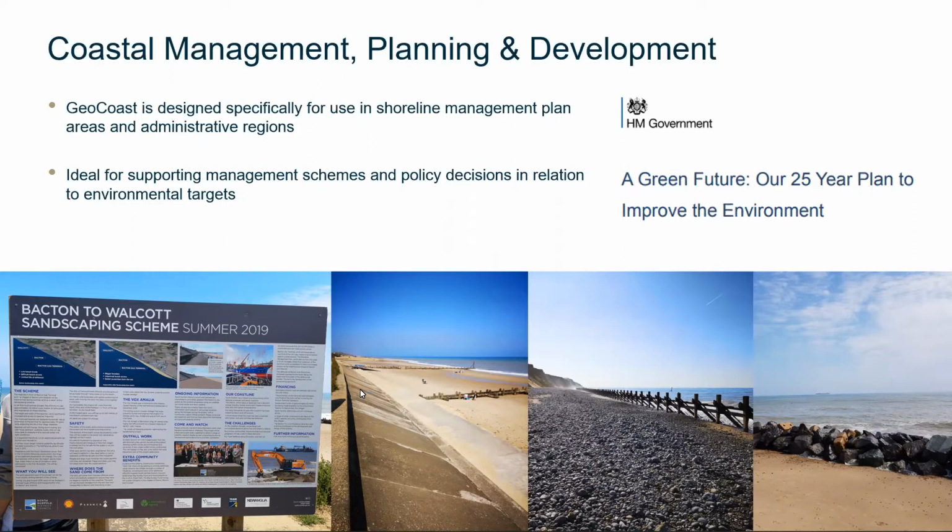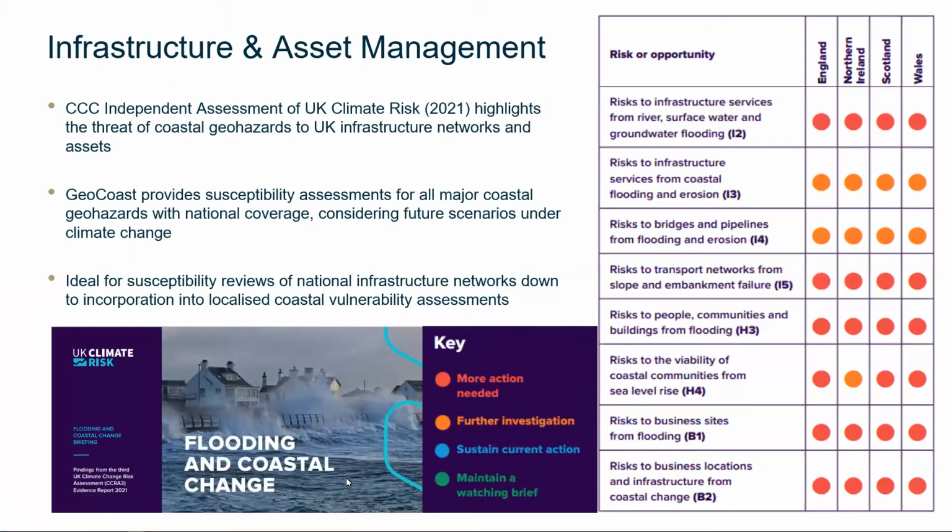Moving on to infrastructure and asset management. The Climate Change Committee's independent assessment of UK climate risk has highlighted the threat of coastal geohazards to infrastructure networks when it stated that in total, 35 power stations, 22 clean water facilities and 91 sewage treatment works across the UK have been identified as being located in areas at significant risk from coastal flooding. The risk to transport infrastructure located at the coast, such as rail line and roads, are likely to be even more significant as they are not as easy to protect along their entire length.